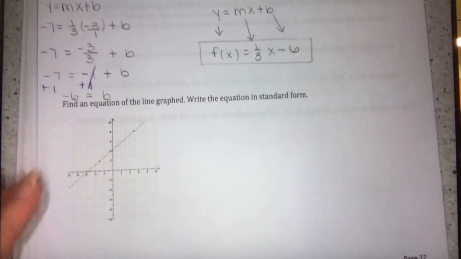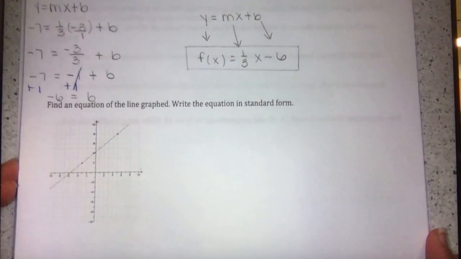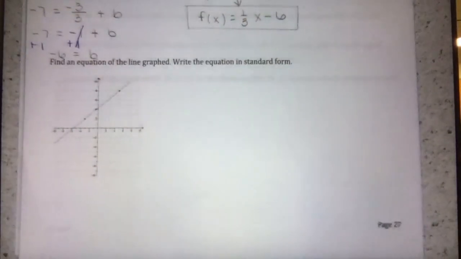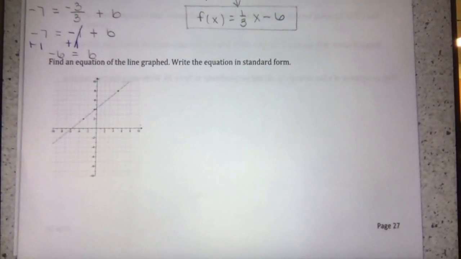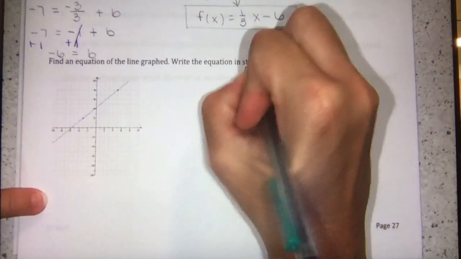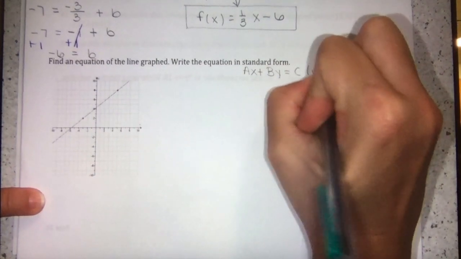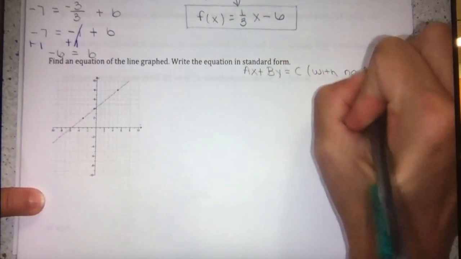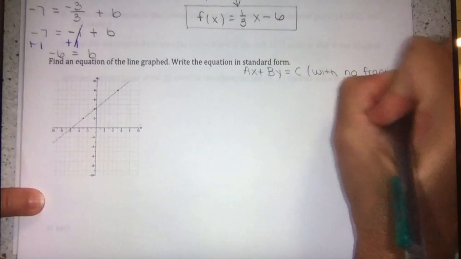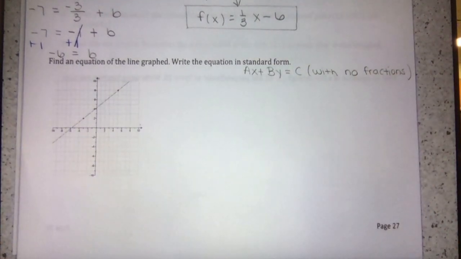Next example. Instead of giving us information like 2 points, it gave us the graph. And it asked us to find the equation of the line graphed, and we're going to write our answer in standard form. Remember, standard form is ax plus by equals c with no fractions. So looking at this, I need to find the slope and the y-intercept first, because the only equation I know how to write is slope-intercept form.